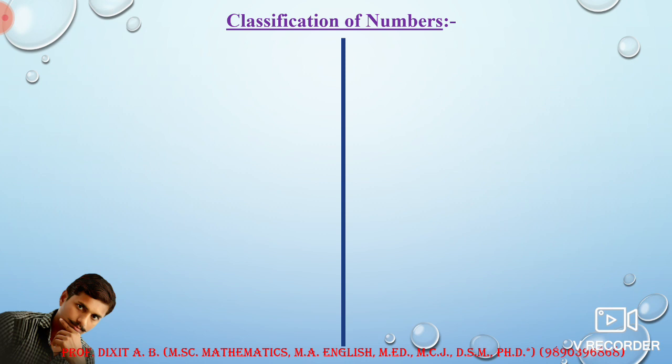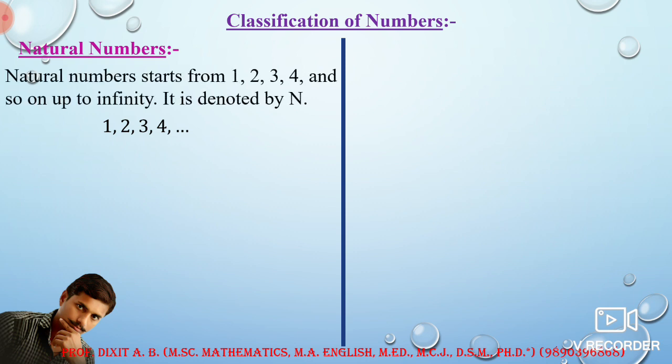What are the types of numbers? The first type is the natural number. Now if you count anything, you start with what? 1, 2, 3, 4 and so on up to infinity. These are nothing but the natural numbers. So I can define natural numbers as starting from 1, 2, 3, 4 and so on up to infinity. It is denoted by capital letter N. So N is equal to 1, 2, 3, 4 and so on up to infinity.